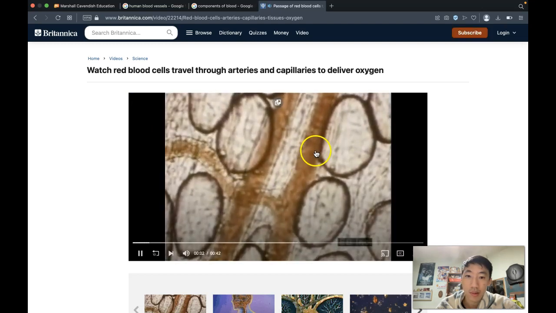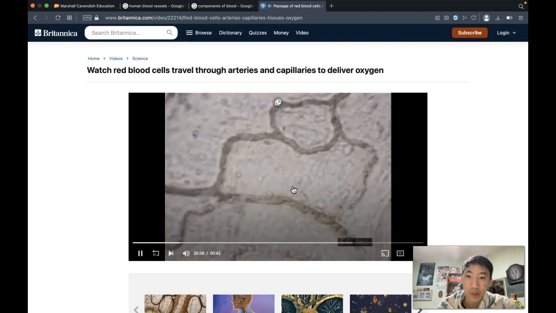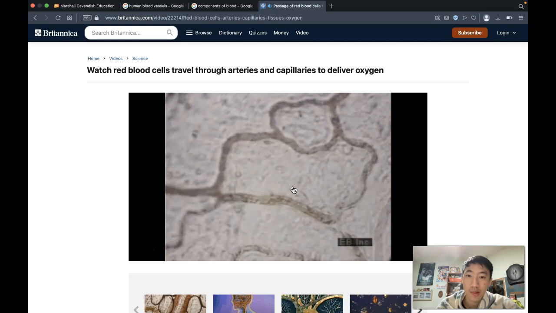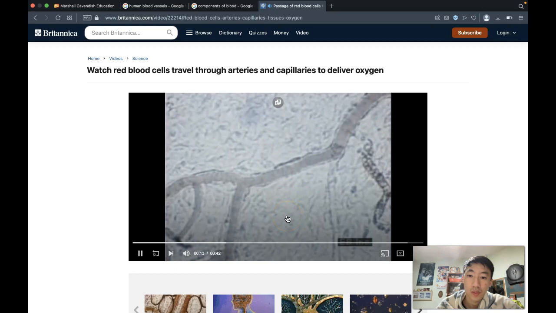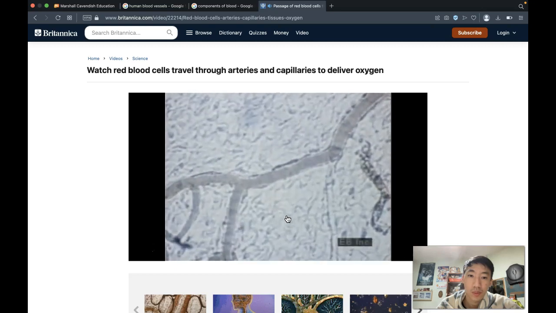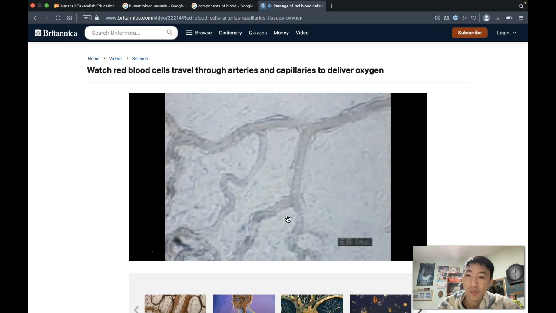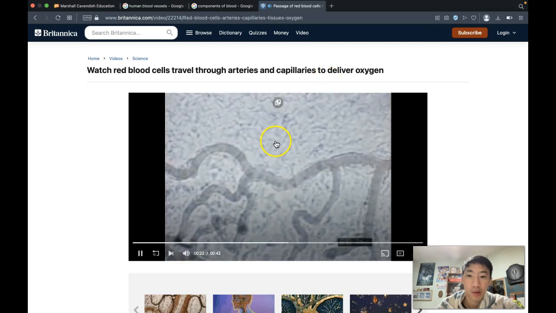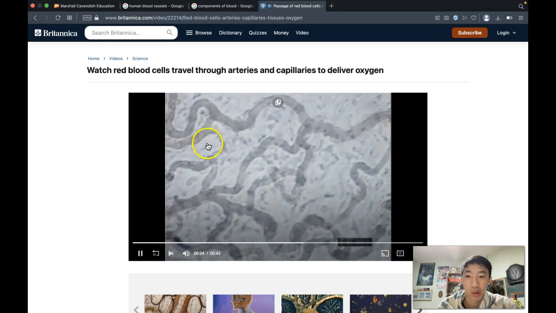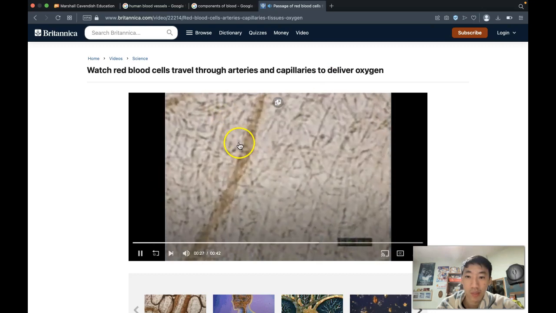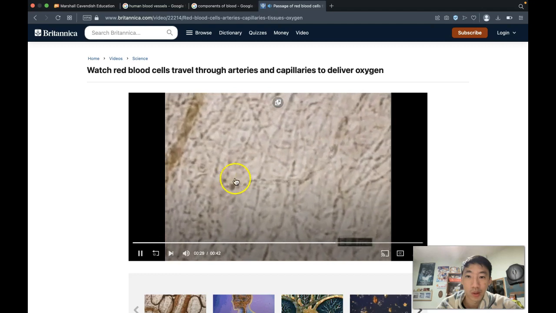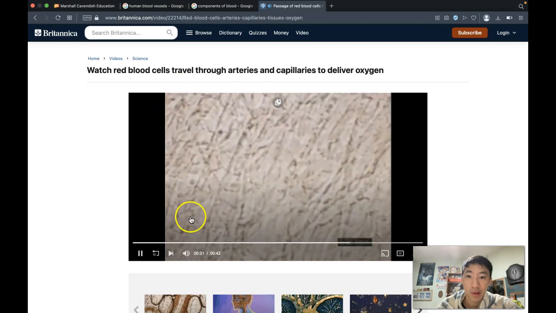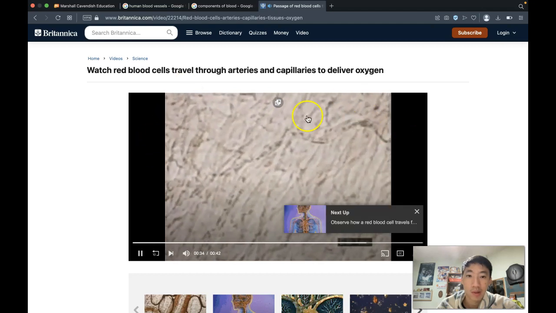So you can see the red blood cells are moving very quickly. These are your capillaries. And all these white areas will be our body cells, which need to receive oxygen also. This might be where there's a capillary. You can see the red blood cells moving. I think that is the artery. This must probably be the capillary.